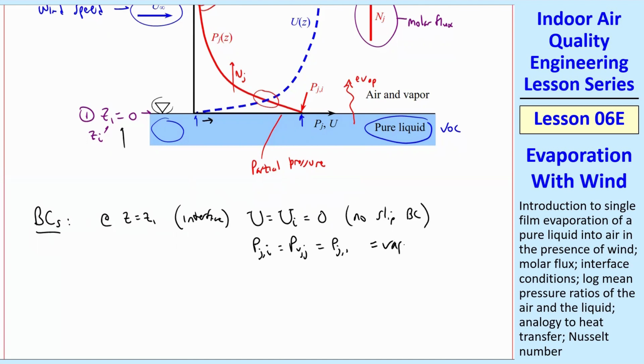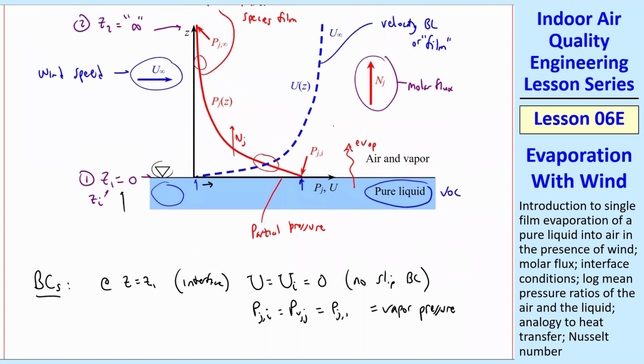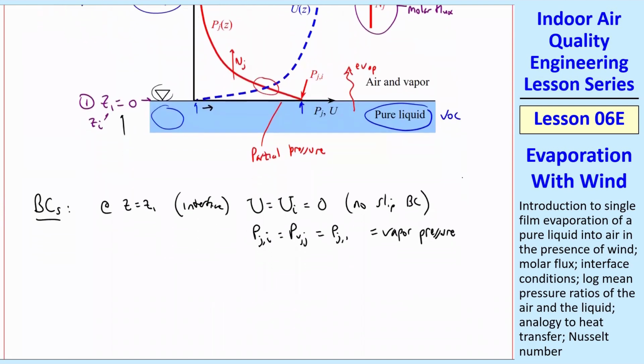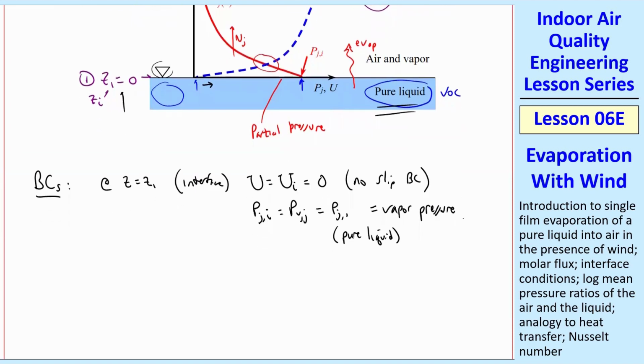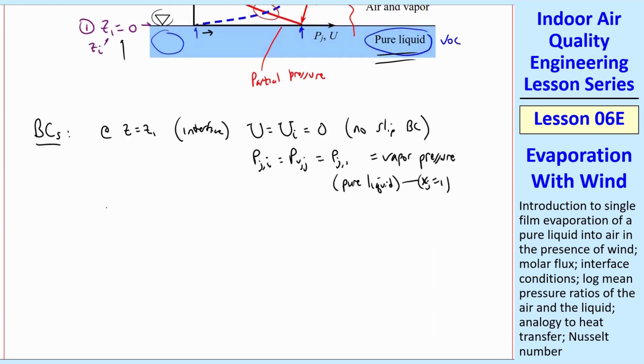So this is the vapor pressure, and that's exactly what we did last time for stagnant air. So that part doesn't change. It's just that now we have these two boundary layers or films going on rather than just one film. And it's vapor pressure because this is a pure liquid. And some previews of coming attractions: next time we'll look at what if you don't have a pure liquid, but you have a mixture of liquids. Then you have to deal with the mole fraction in the liquid since it's not a pure liquid. Here we still have a pure liquid, xj equals 1 in the liquid itself. So that's our first boundary condition, with boundary conditions on U and Pj.